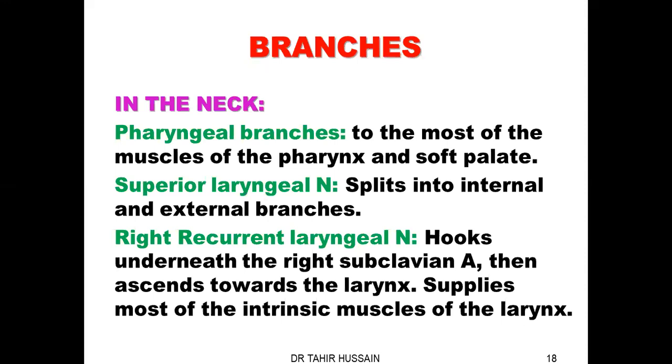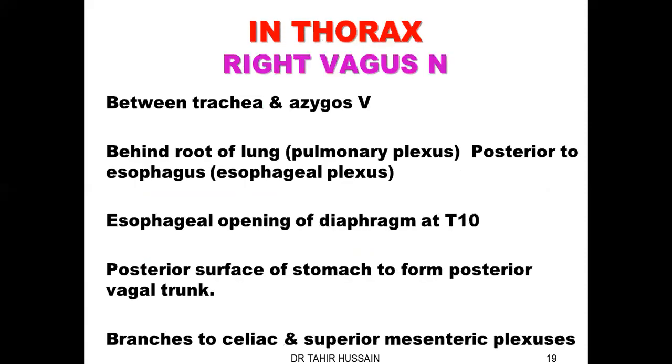Branches in the neck are the pharyngeal branches, the superior laryngeal, and the right recurrent laryngeal nerve. Pharyngeal branches supply most of the muscles of the pharynx and soft palate. The superior laryngeal nerve splits into the internal and external laryngeal nerves. The internal laryngeal nerve supplies the mucous membrane of the larynx, and the external laryngeal nerve supplies one muscle of the larynx. The right recurrent laryngeal nerve hooks underneath the right subclavian artery and ascends toward the larynx, supplying most of the intrinsic muscles of the larynx, you can say all except one.